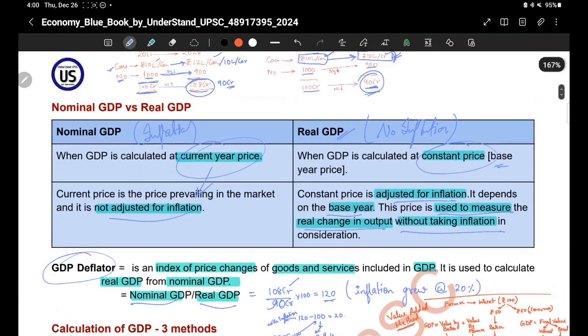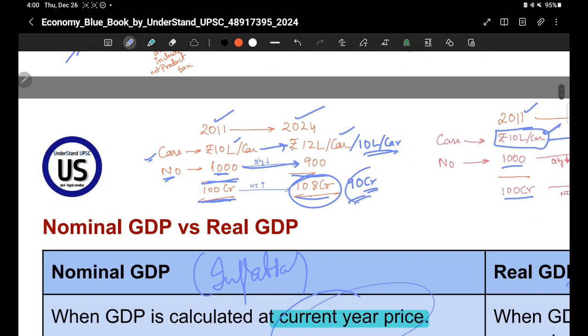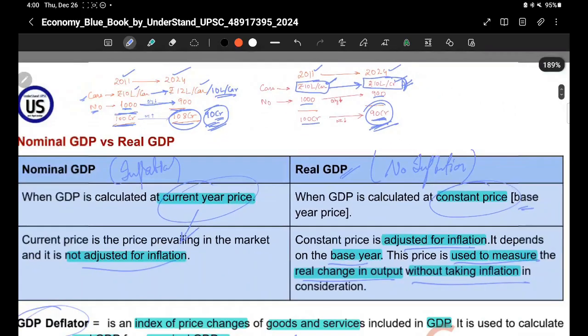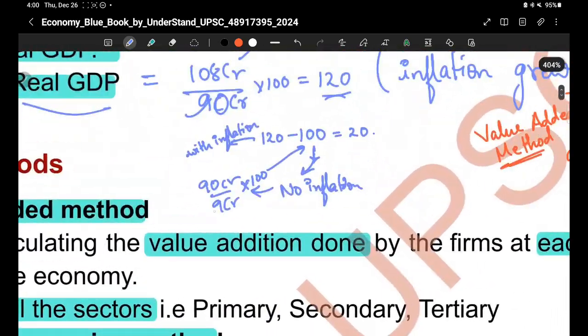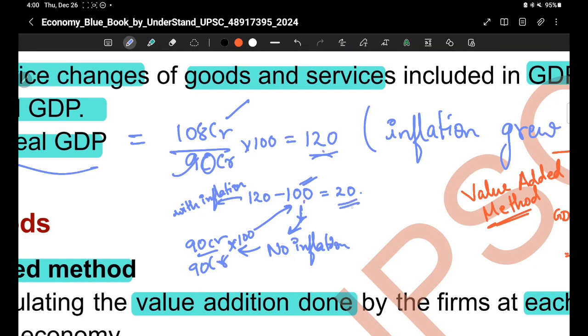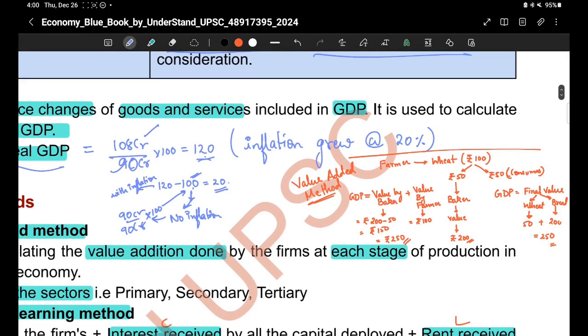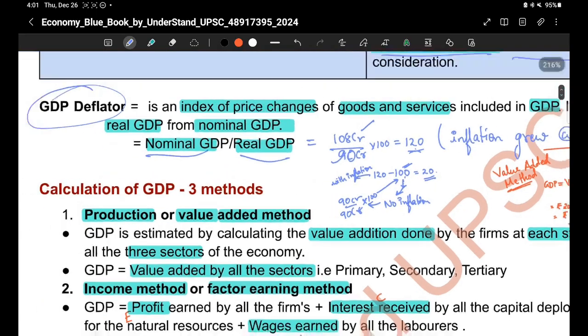Because let's say no inflation happened. Let's say here in the nominal GDP, from 10 lakh per car, it didn't increase to 12 lakh per car. Let's say the price of the car remained at 10 lakh only. Then what would be the nominal GDP, nominal national income here? It would be 10 lakh into 900, which is 90 crores. 90 crores here, 90 crores here. So it would be 90 divided by 90 into 100. How much is this? 100. Right? So we have to do 120 minus 100, which is 20. So it signifies that inflation grew at 20%. This is the significance of GDP deflator.